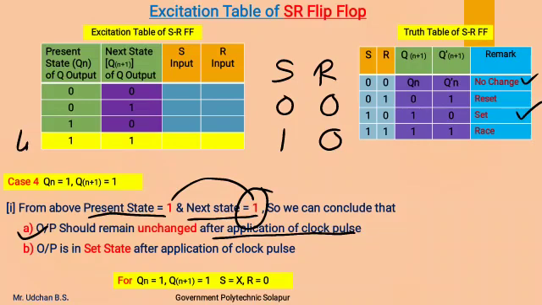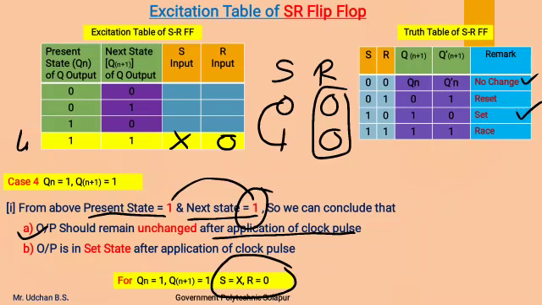Now in this the value of R is not changing, so I can put in the excitation table 0 for the value of R, whereas the value of S is changing as 0 and 1. So I can put the value of S as a don't care condition, so that it can take both values 0 as well as 1. So for Qn equal to 1 and Qn plus 1 equal to 1, the value of S will be X, that is don't care, which can have 0 or 1 value, and the value of R will be 0.